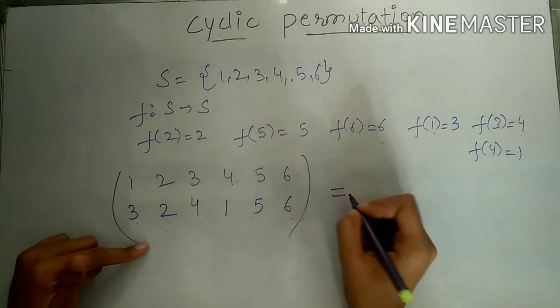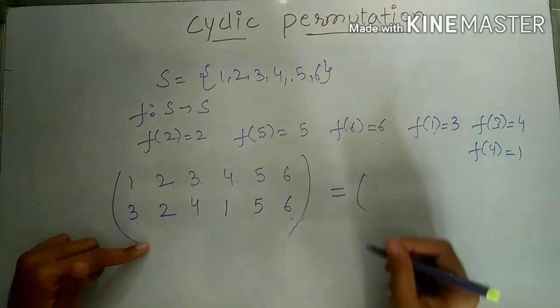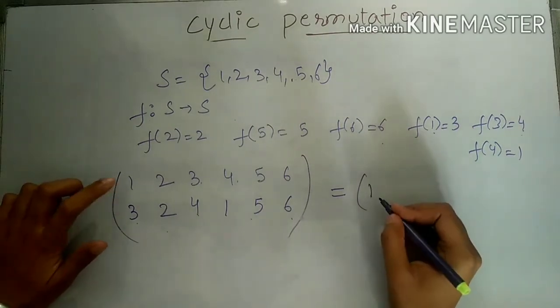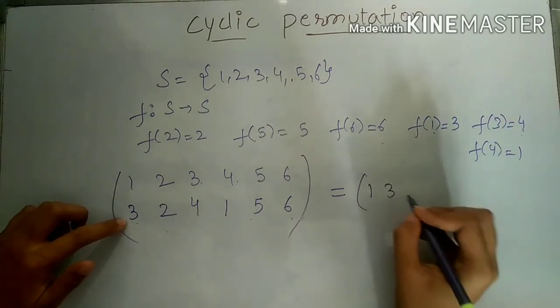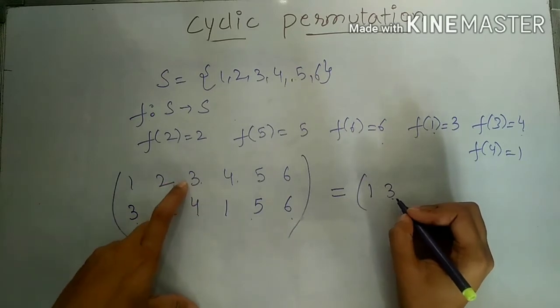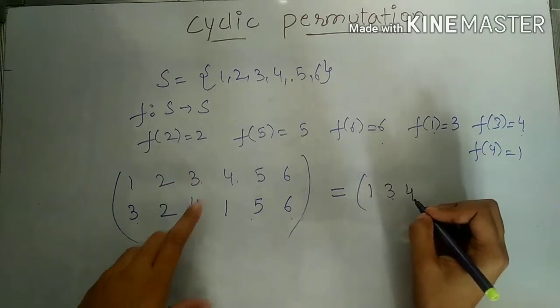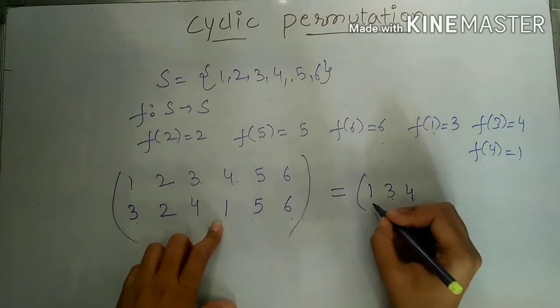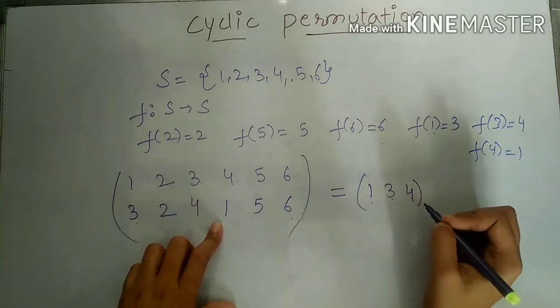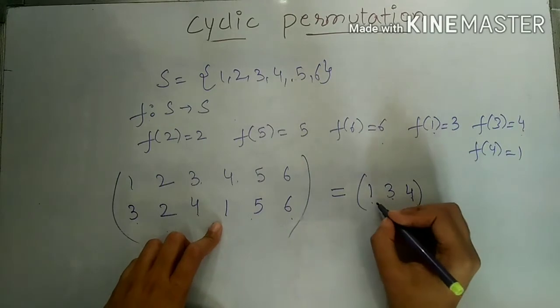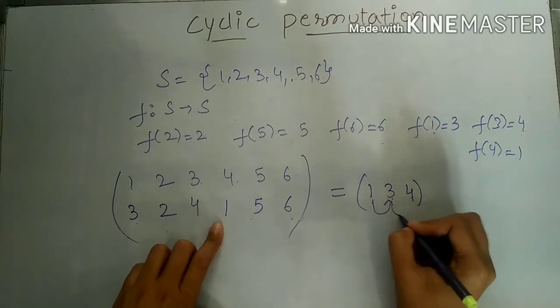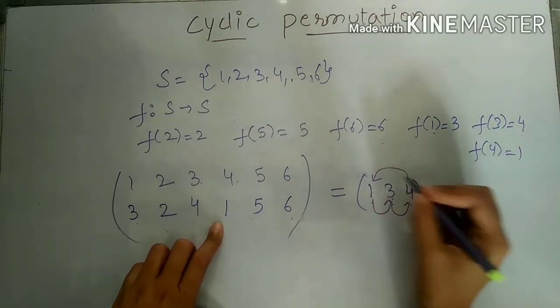How will we represent this permutation? First we write 1. The image of 1 is 3. Then we look at 3. What is the image of 3? The image of 3 is 4. And then what is the image of 4? The image of 4 is 1. So here we close it. This is the cycle: 1 to 3, 3 to 4, and 4 to 1.